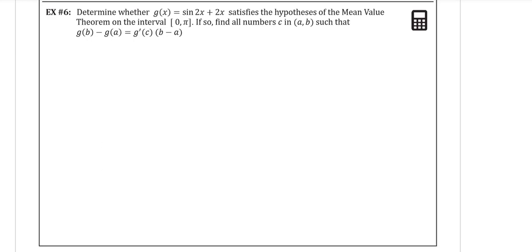So first, satisfying the conditions of the mean value theorem, we can say that sine of x and 2x are continuous and differentiable everywhere.